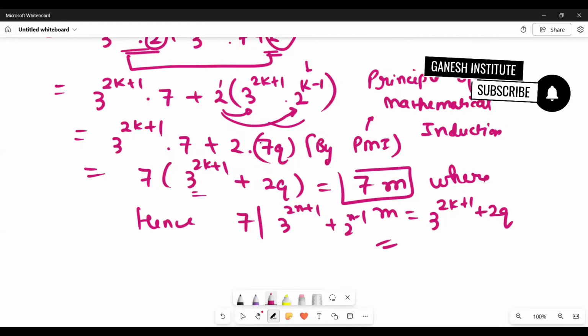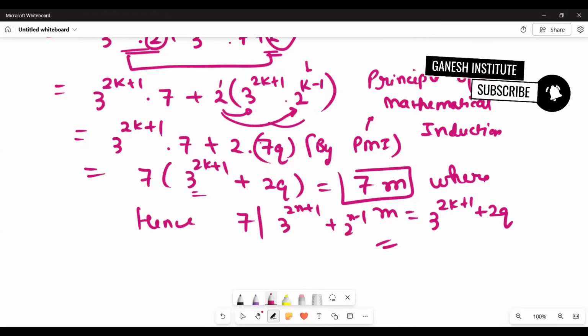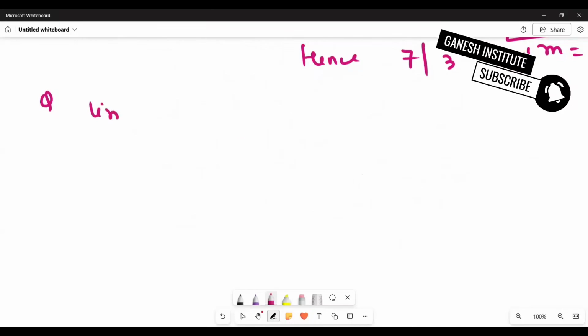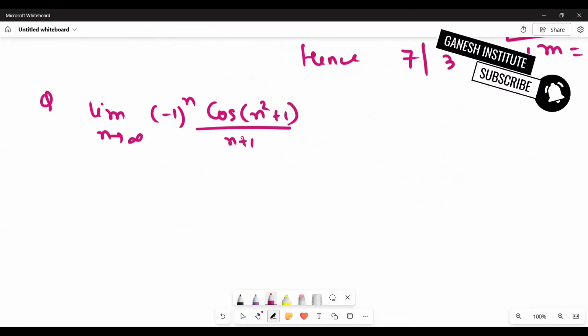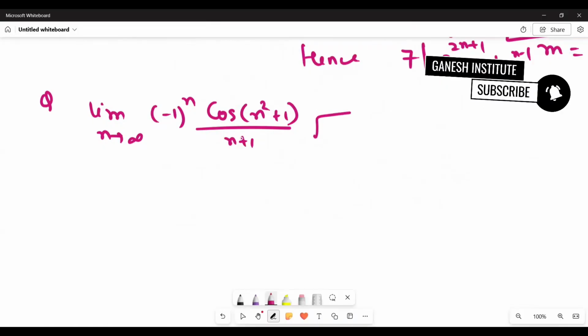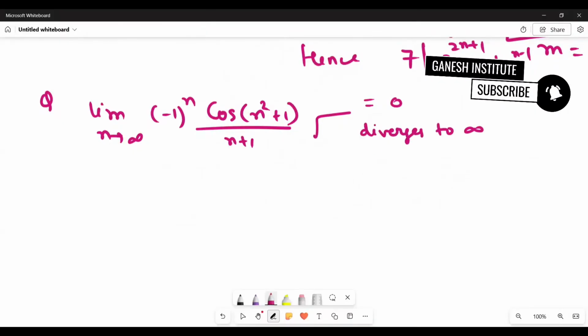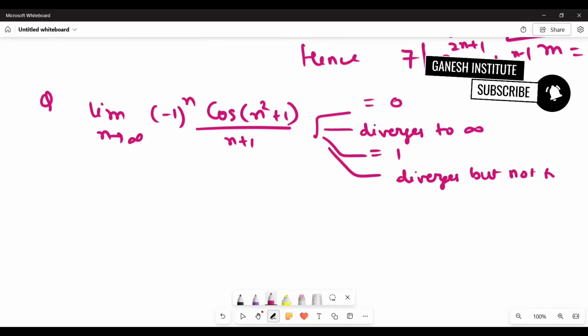Let's now try the next one, which is to consider the limit as n tends to infinity of minus 1 raised to power n, cos of n square plus 1, upon n plus 1. And you have to tell me which one of the following is correct: its value is 0, the limit diverges, the value is 1, or the limit diverges but not to infinity.